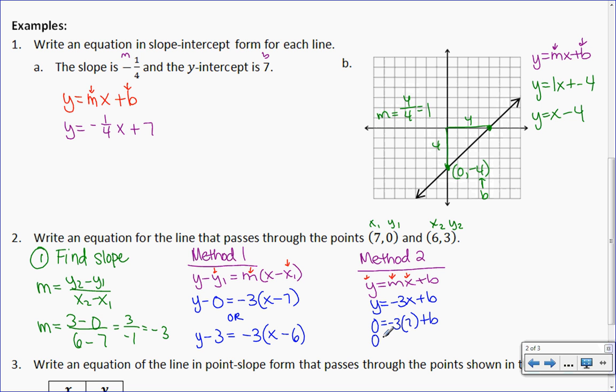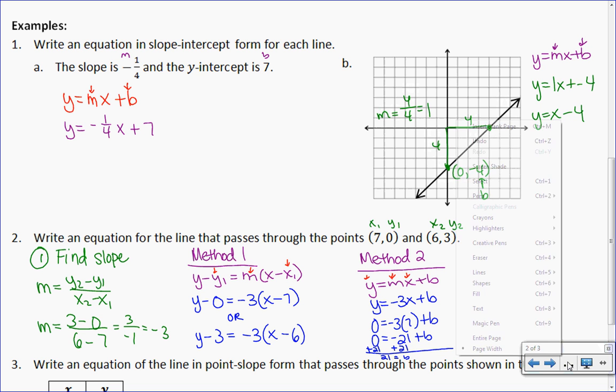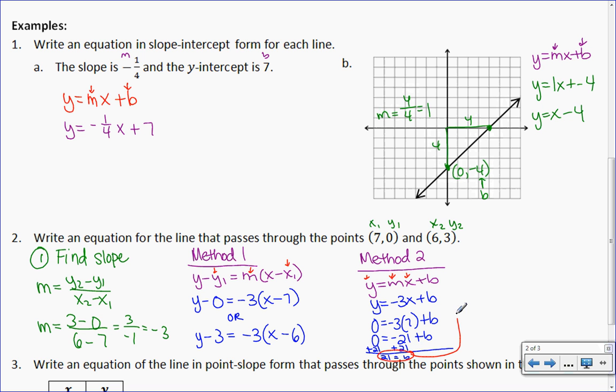So let's multiply these. This is negative 21. And then when we add 21 to both sides, we get 21 equals b. We can then take that value for b and substitute it back here to get y equals negative 3x plus 21. So all three of these, this equation, and this equation, are all acceptable answers for this example.